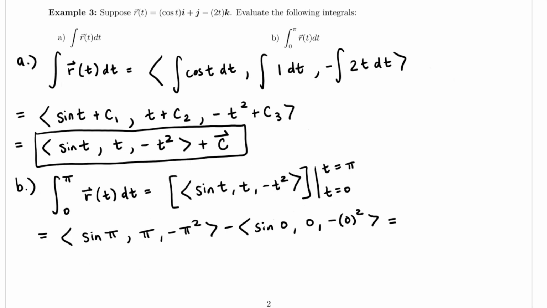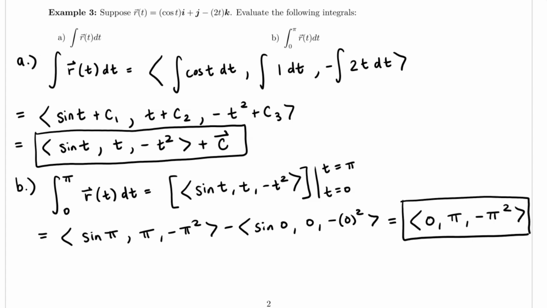So if we evaluate these sine values and subtract, we should get as a final answer 0, pi, negative pi squared. So there is our final answer for part B.